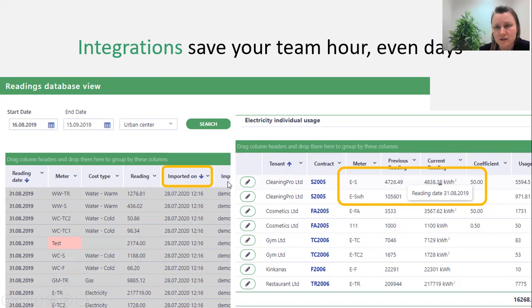A pretty typical topic is the import of readings. You can see here the readings database, when they have been imported, and all the relevant data, already being used in the specific tenant calculations, including the information about when this reading was pulled in with all the details. So yes, integration is definitely one important step in the automation.